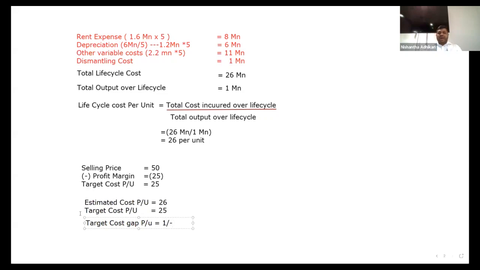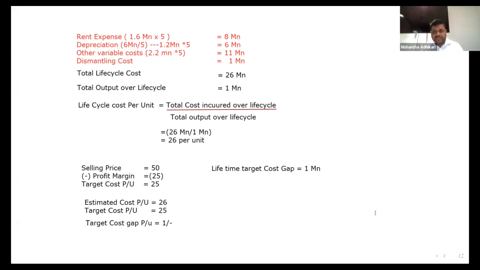1 rupee. Then your output is 1 million, that is your lifetime target cost gap. Lifetime target cost gap will be 1 million. 1 million means 1 rupee per unit into the total life cycle output of 1 million, right? That's the answer. Now we will see what is the answer given.